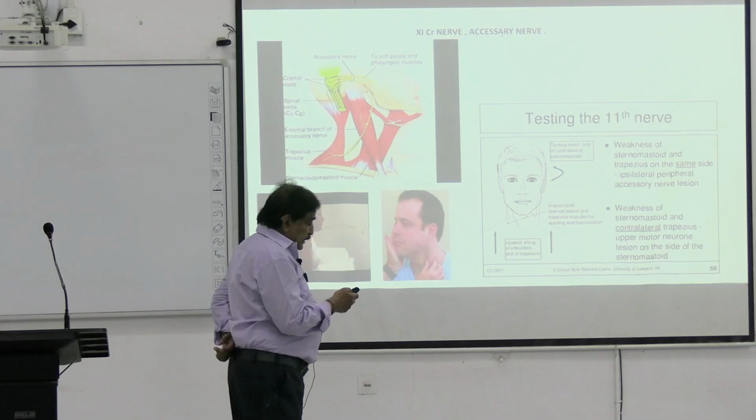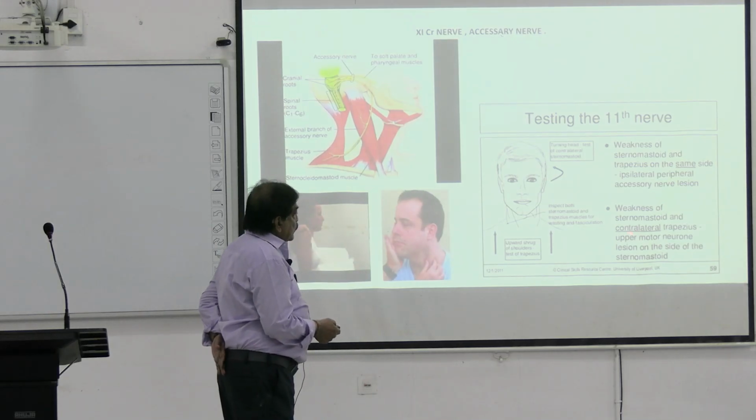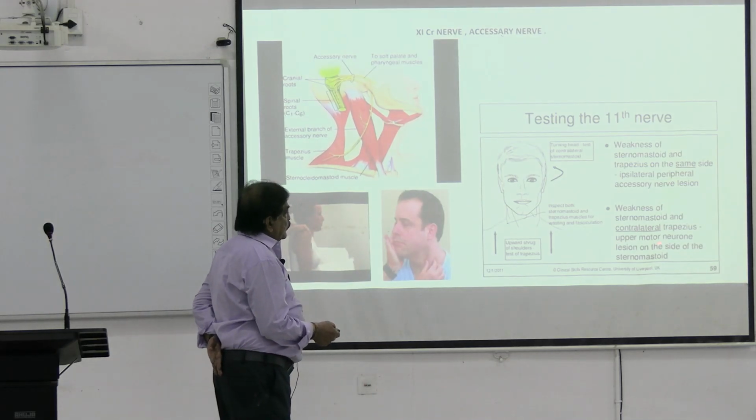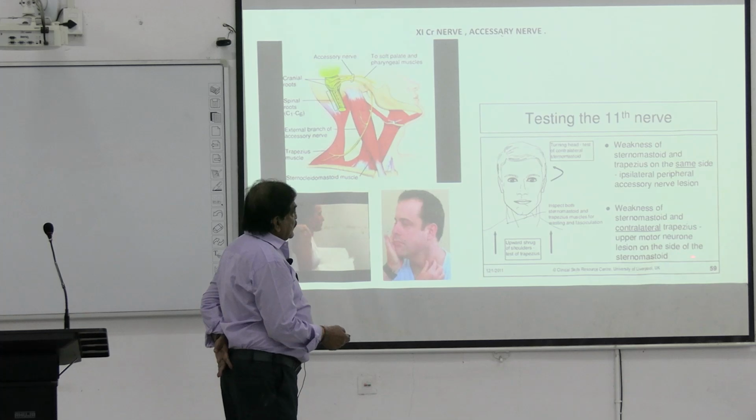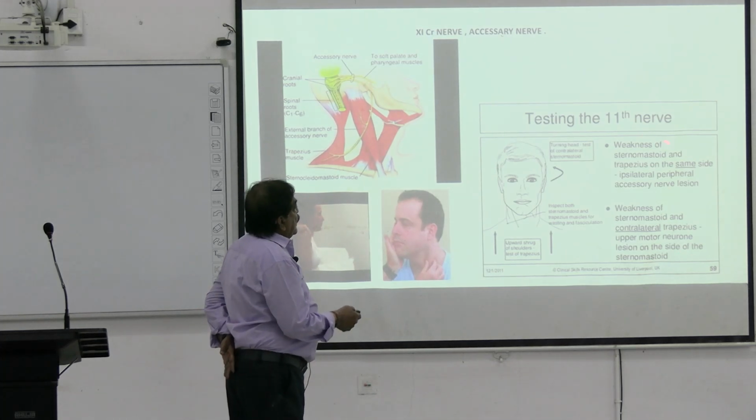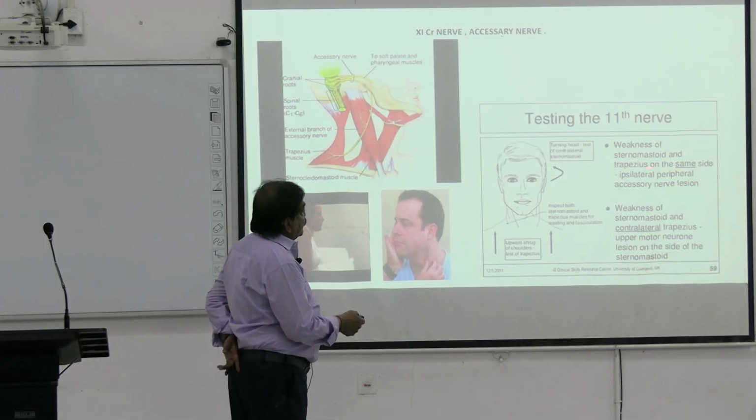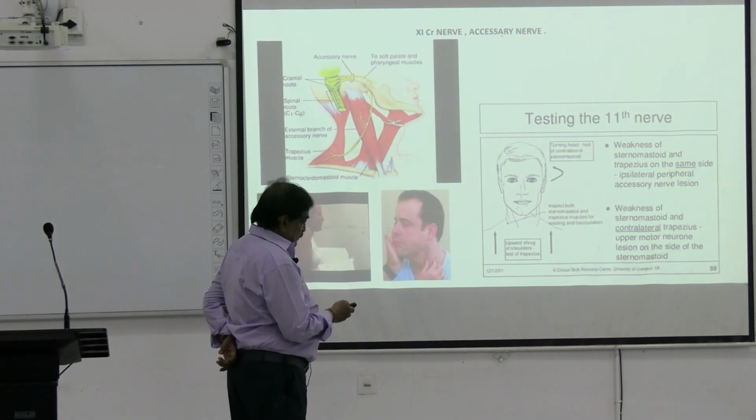Now, weakness of the sternocleidomastoid and contralateral trapezius: upper motor neuron lesion on the side of the sternocleidomastoid. Weakness of the sternocleidomastoid and trapezius on the same side: ipsilateral peripheral accessory nerve lesion.